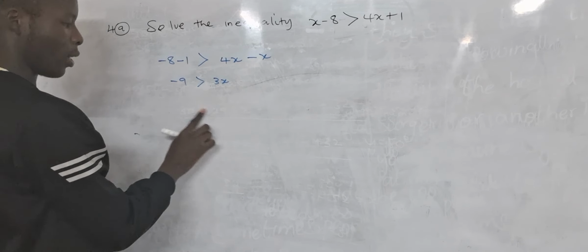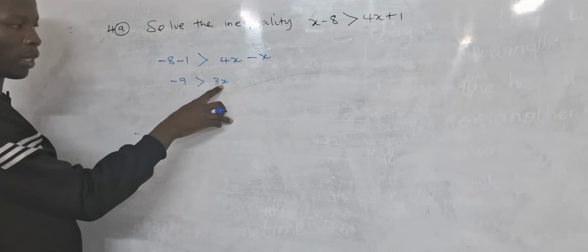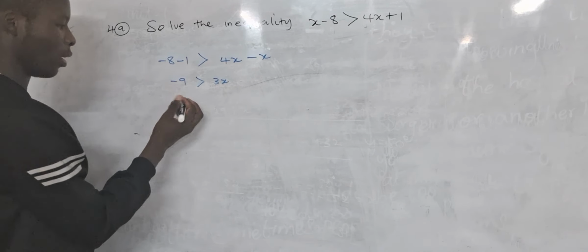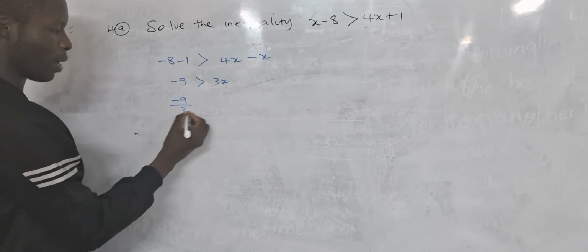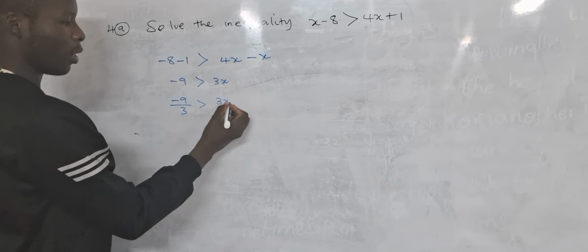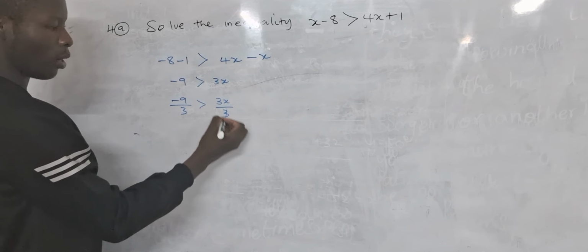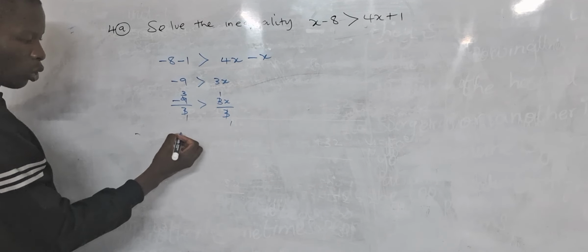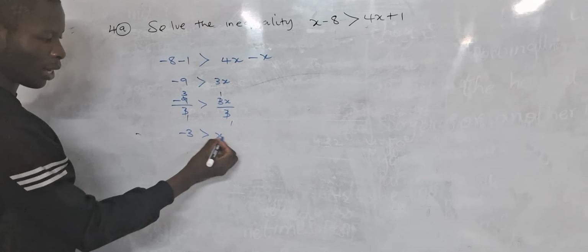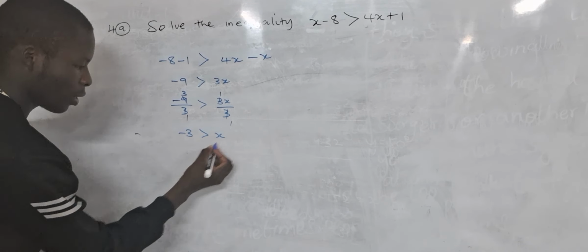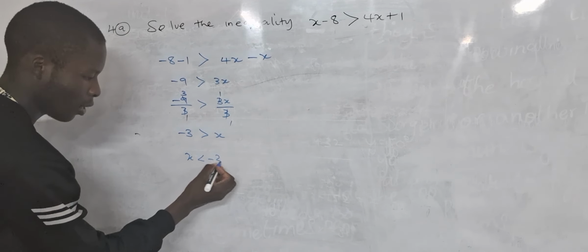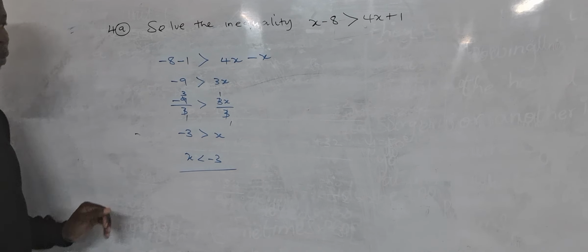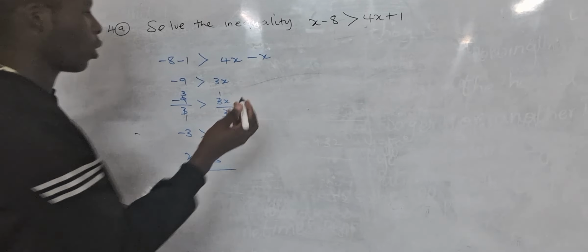This is 3x. In order to find the value of x, you are supposed to divide both sides by 3. So negative 9 divided by 3 is greater than 3x divided by 3. 3 into 3 is 1, and 3 into 9 is 3. So negative 3 is greater than x. So you can start by writing this: x is less than negative 3. This is the solution. Let's move on to B.